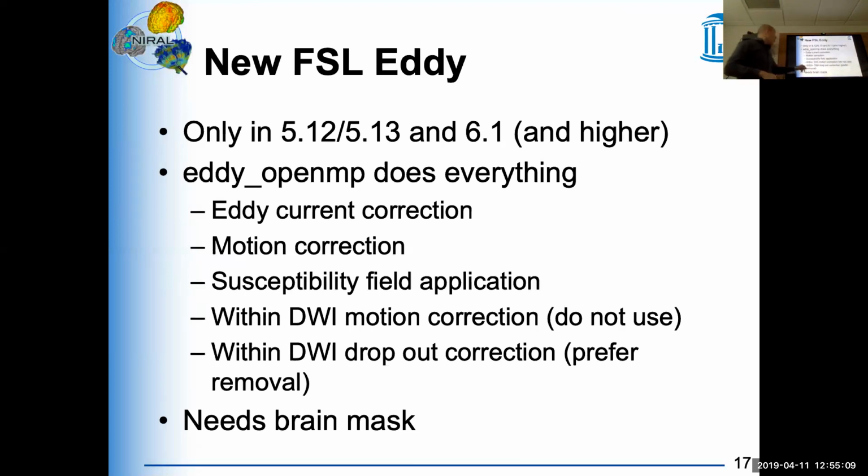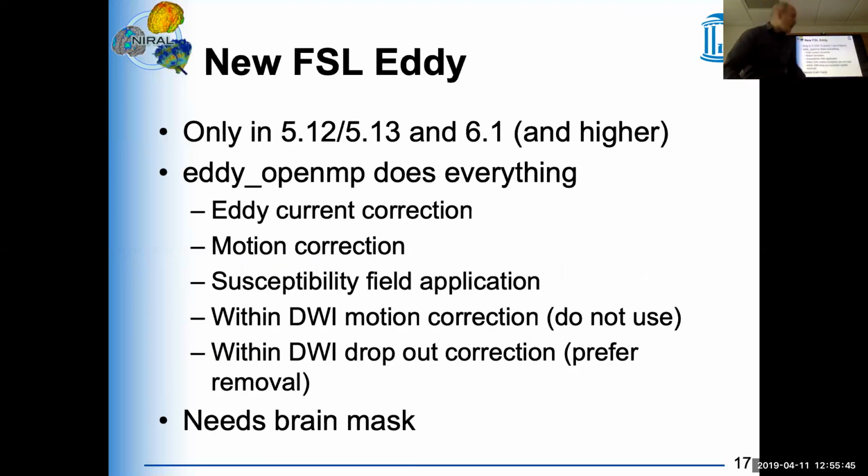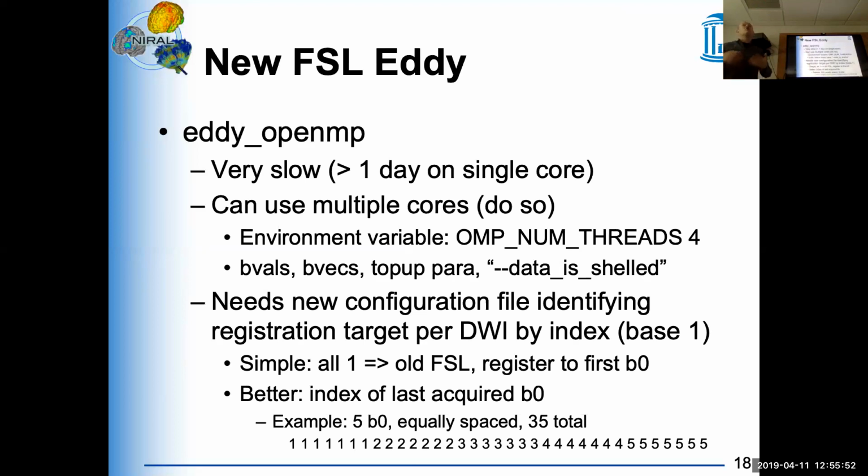I say do not use it. You can also do this dropout correction, where it detects bad slices and interpolates those. I prefer removal, but I understand if you enable this, particularly if you've removed the super bad DWIs to begin with. All of this is done together, which is why this really is super slow. If you run this on a single core, it's going to run longer than a day, and that's without these two steps. If you enable these two steps, it's probably going to run several days, which is why it's so important to either have CUDA, where you go on the GPU, or use multiple CPUs.